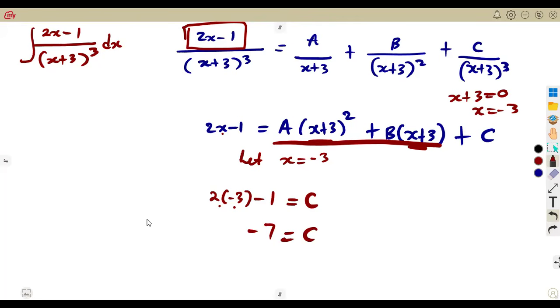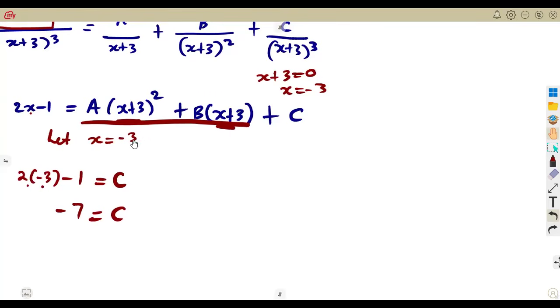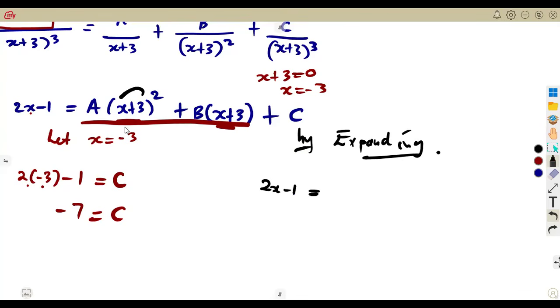There is nothing else that we can equate. So it will be easier for us to just expand our brackets and equate the coefficients, because here we can see that we are stuck. We do not have another bracket that we can let be equal to 0. So let's try to expand the brackets. All right, so we're going to have 2x minus 1 is equal to, let's expand the first bracket. Remember, guys, this is your n3.